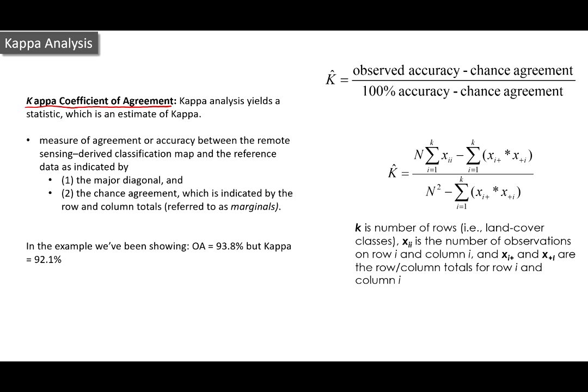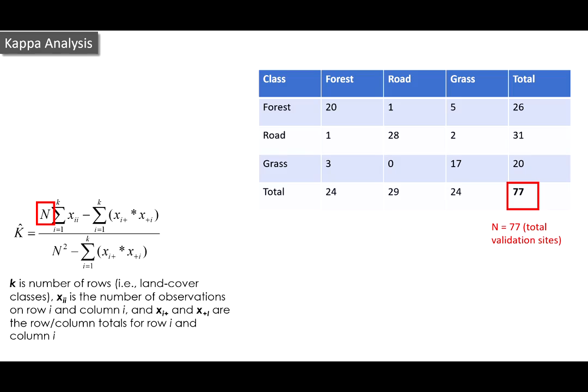So to actually measure this, we want to look at the observed accuracy, that's really what you see in the diagonals, minus chance agreement, over 100% accuracy minus chance agreement. So it's this difference between observed and chance that tells you what your skill is in making this classifier. So let's break down this kind of hairy looking equation.